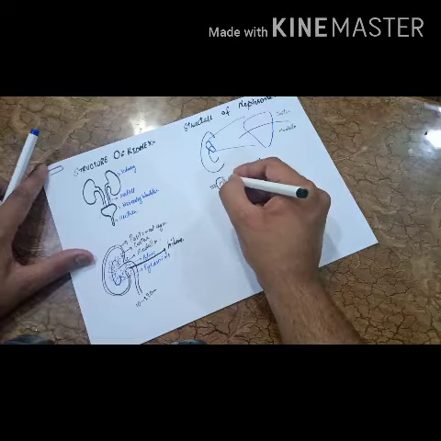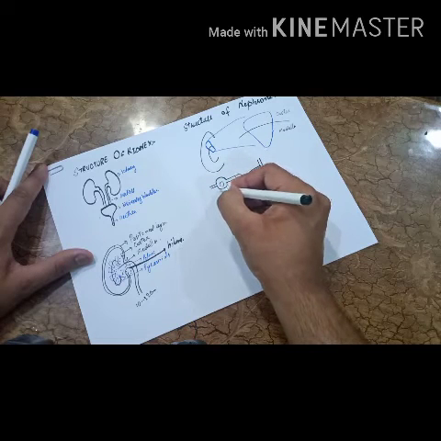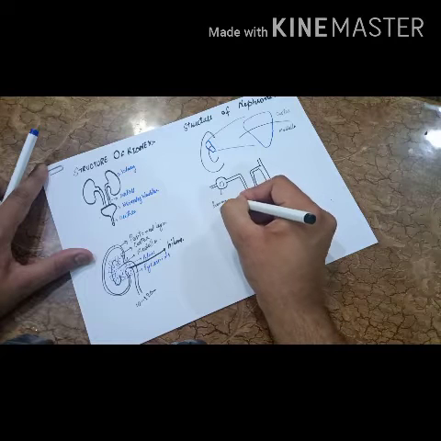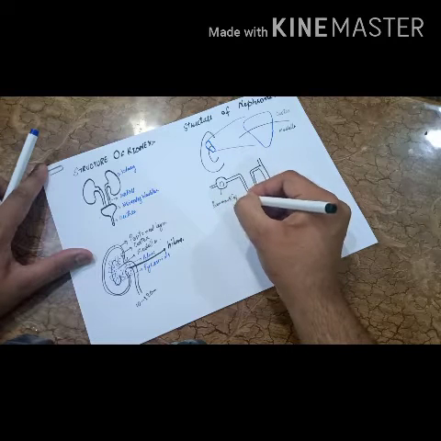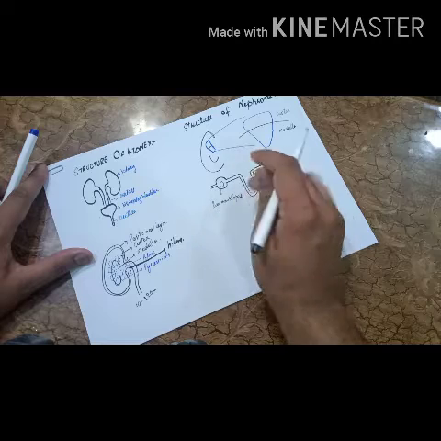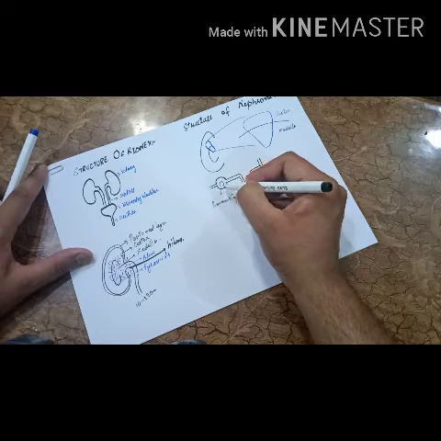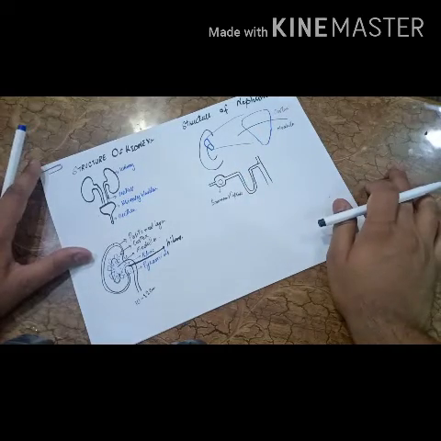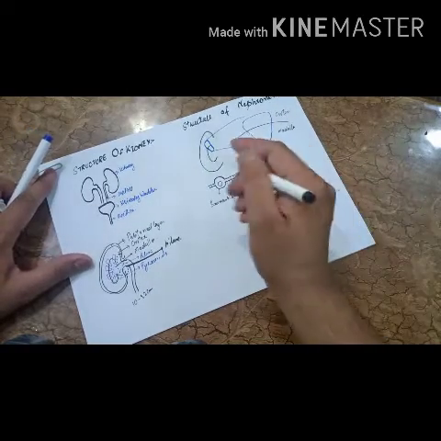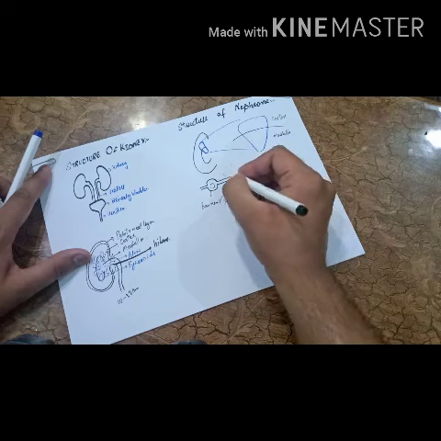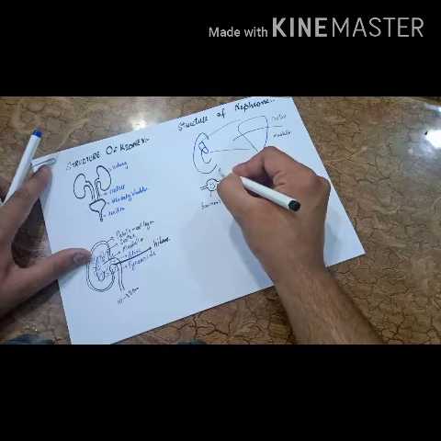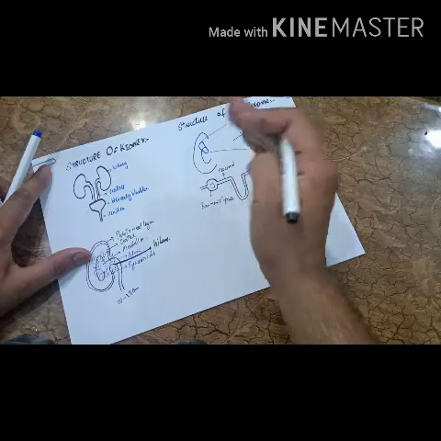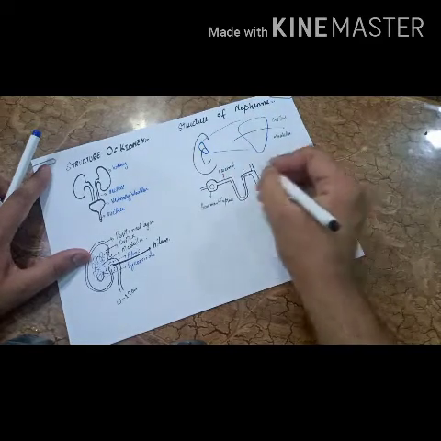This is a cup like structure named as Bowman's capsule. The small cup like structure is named as Bowman's capsule. The Bowman's capsule continues with a small tube like structure which is named as proximal. इसको proximal इसलिए कहते हैं because it is near to the Bowman's capsules.